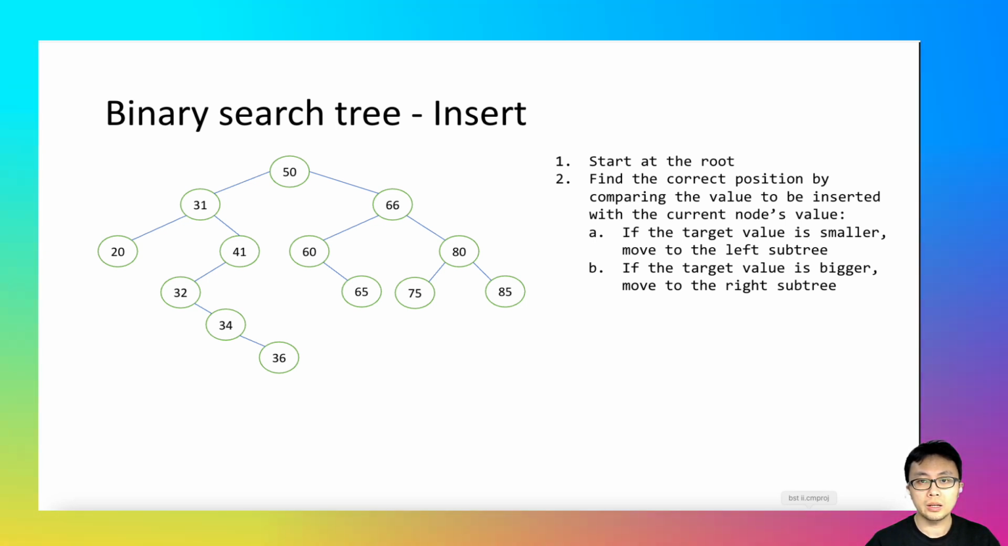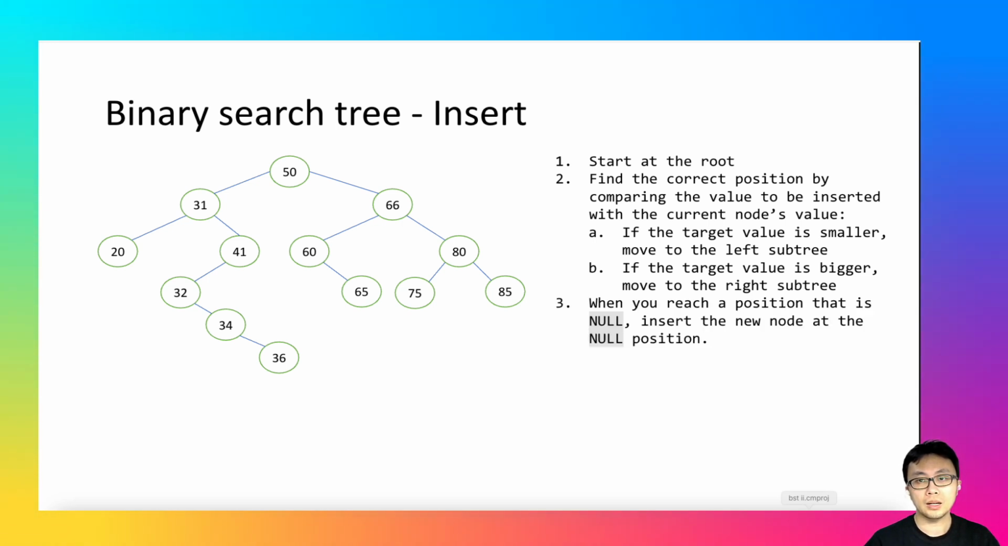Just to be sure, we are assuming that the binary search tree doesn't allow any duplicate values. Last, when you reach a position that is null, you will insert the new node at the null position. Let's apply these steps to an example to get a better understanding of what happens for the insert method.